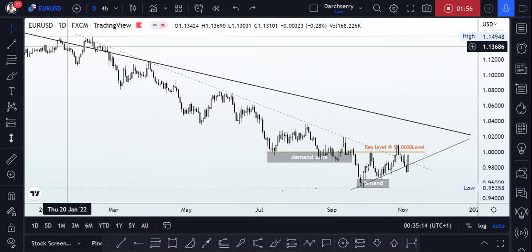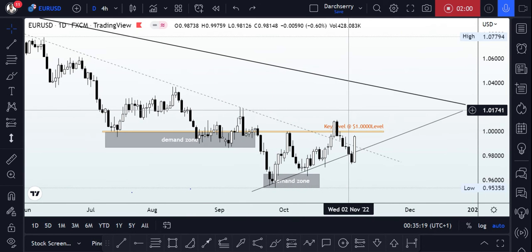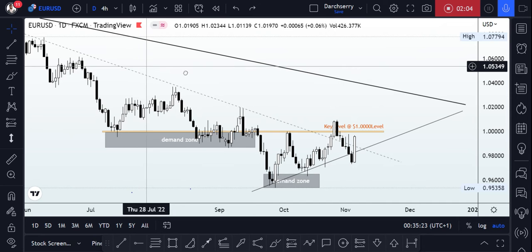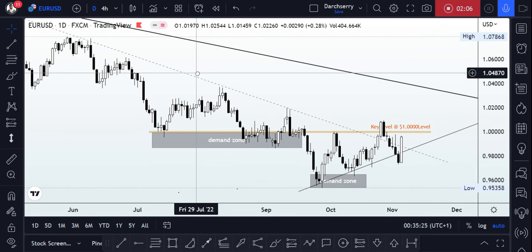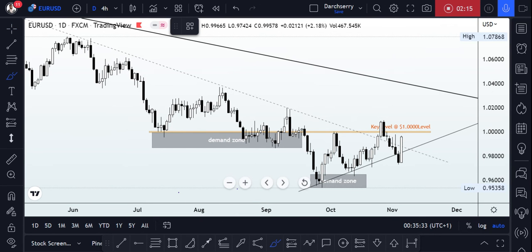Well, on the daily time frame here, the most important structure is not the bearish trend line, but the key level at the $1 mark. And if we look closely into this current structure, you can see how that level at the $1 area has been a major determinant of price action in the last 3 to 4 months now.